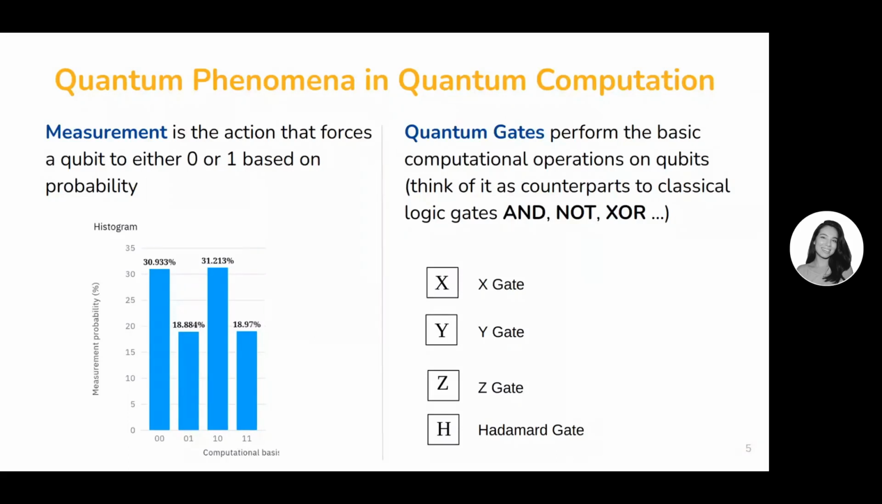Maybe one from me. Are there any other kind of gates? There's a lot of gates. These are only 4 examples.